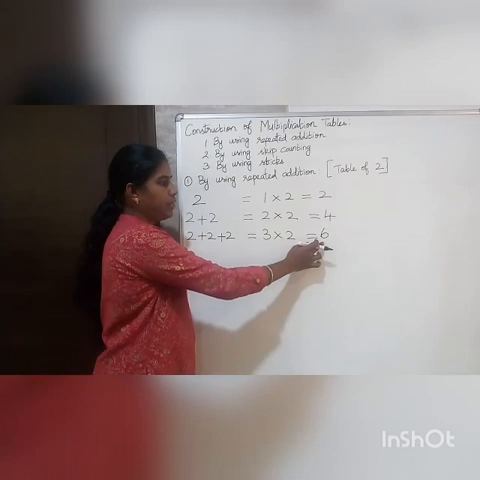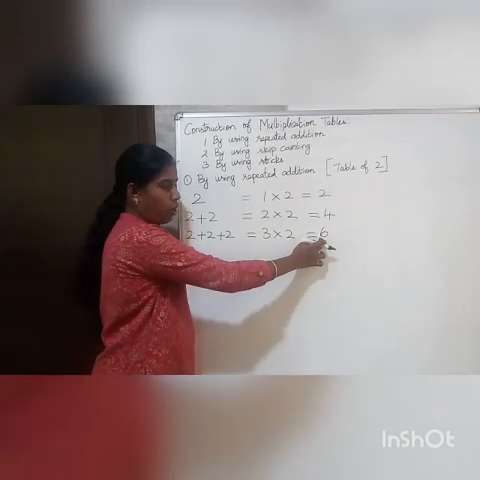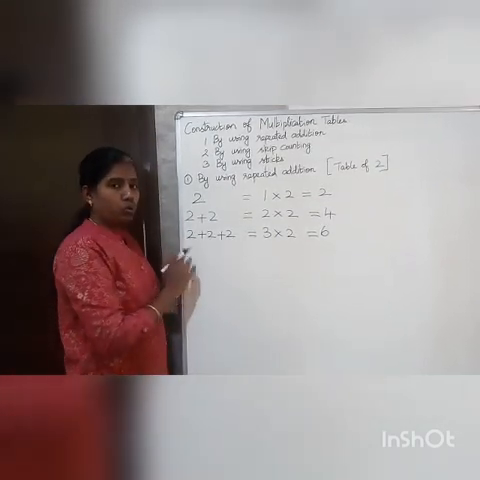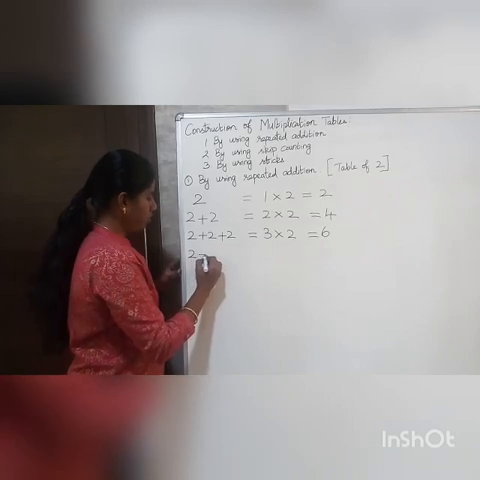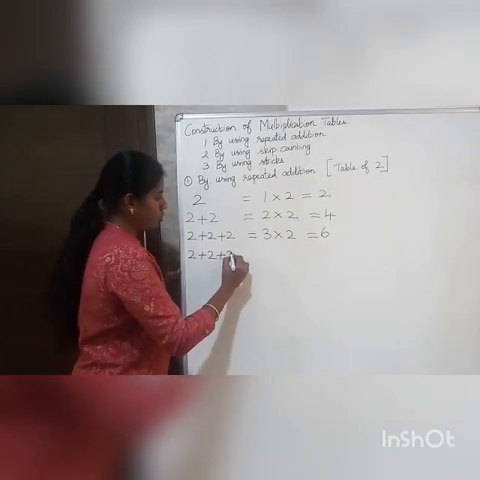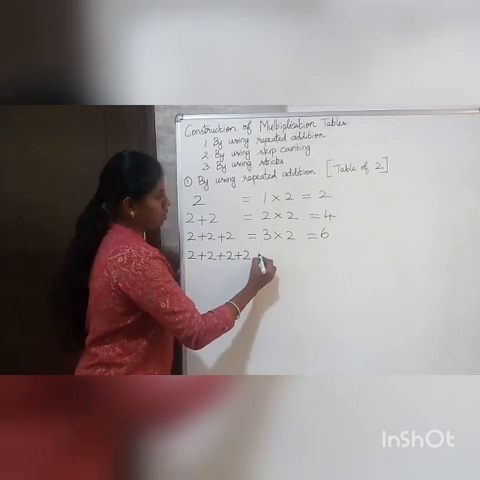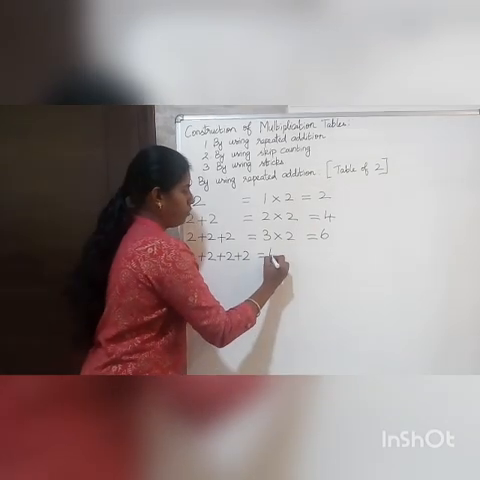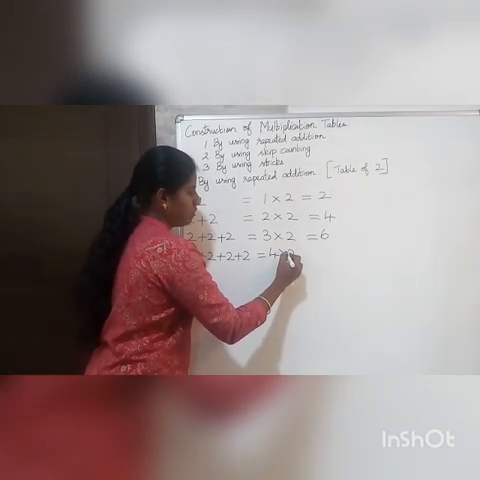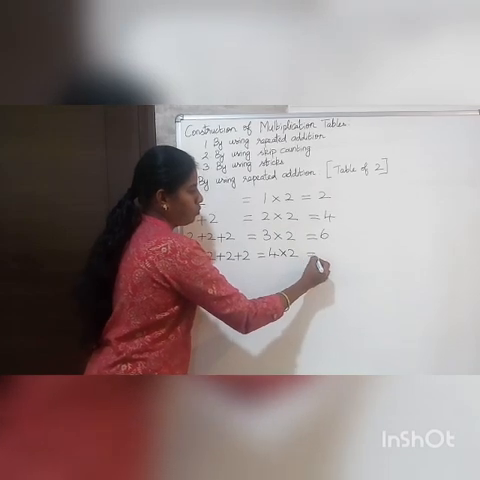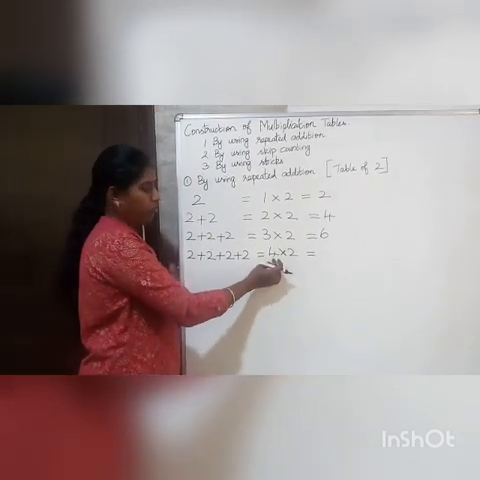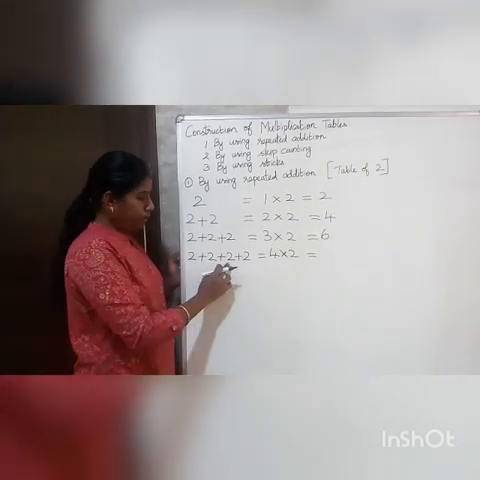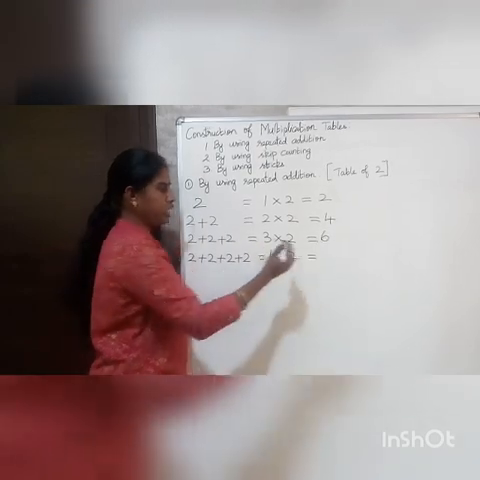So 6 is the answer, which is also called the product. The answer that we get after multiplying two numbers is called the product. So these are the products that we are getting. The next will be 2 four times. So 2 plus 2 plus 2 plus 2 is equal to 4 times 2, which is 4 into 2, or 4 2's are. 2 plus 2 is 4, 4 plus 2 is 6, and 6 plus 2 is 8.